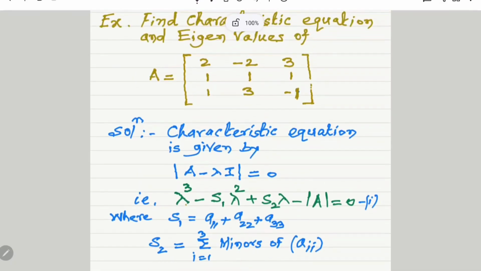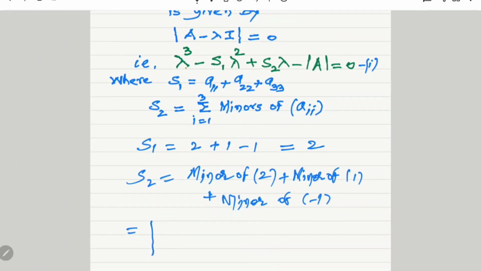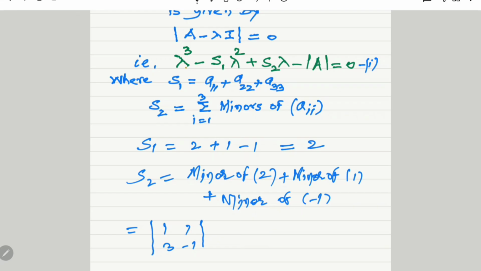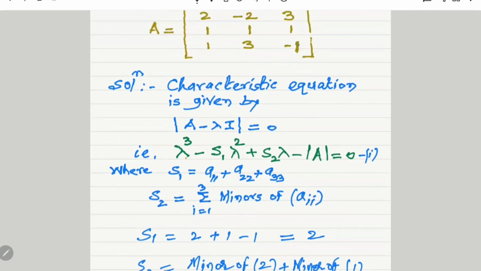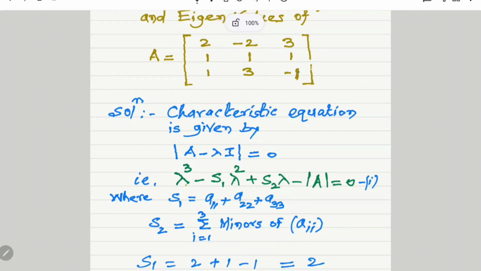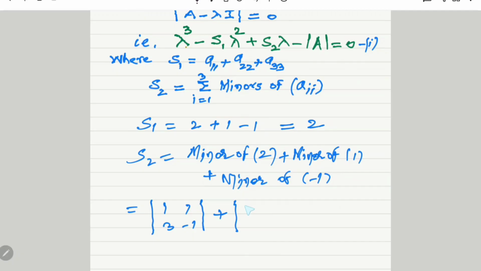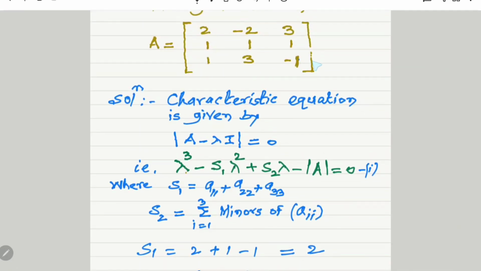minus 1. The minor of the first diagonal element, we have to neglect the first row and first column. The remaining elements 1 1 3 minus 1. Determinant of this is nothing but a minor of 2. Then neglecting the second row and second column, the remaining elements are 2 3 1 minus 1, and plus minor of the last minus 1, neglecting the row and column containing it.